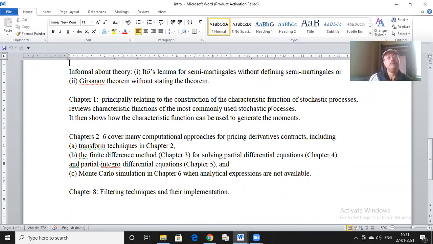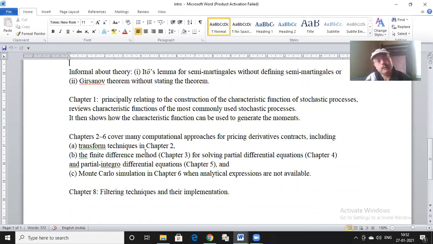Chapters 2 to 6 are about the computational approaches. As I said, chapter 2 talks about the transform techniques or the numerical approximation techniques like finite difference. Then it goes on to use the finite difference methods for solving the PDEs and the PIDEs in chapters 4 and 5. And of course, as I said, the method of last resort, Monte Carlo simulation, is discussed in chapter 6.